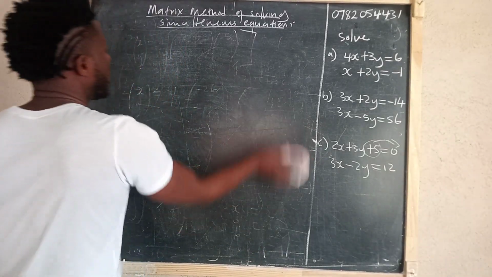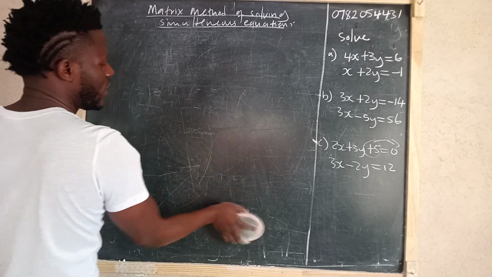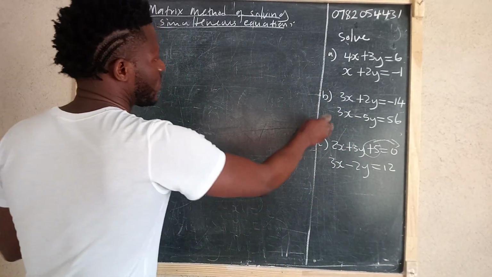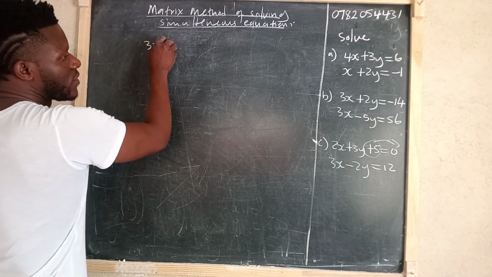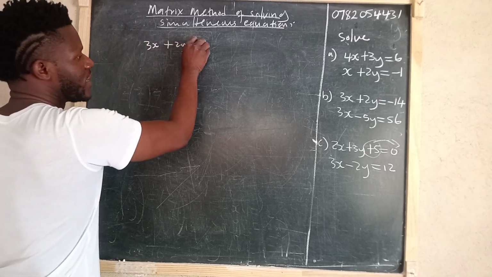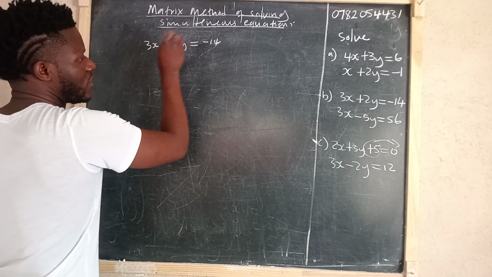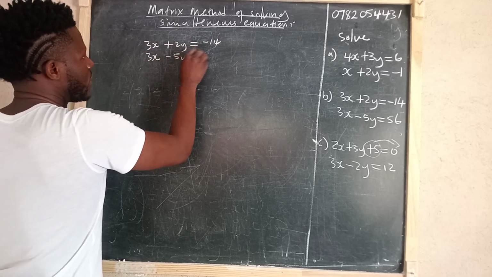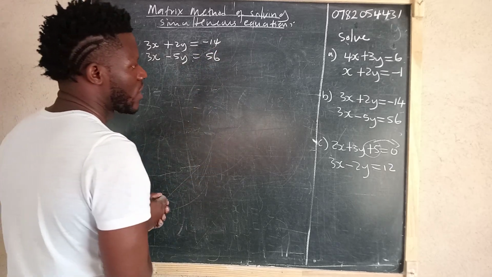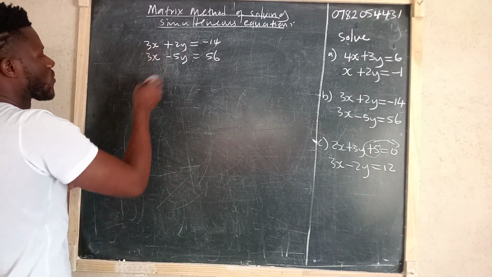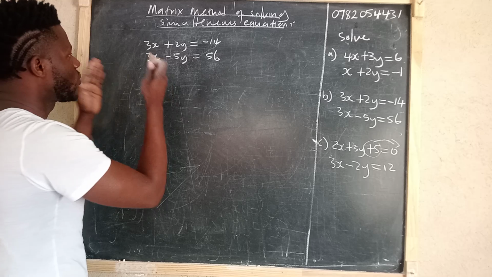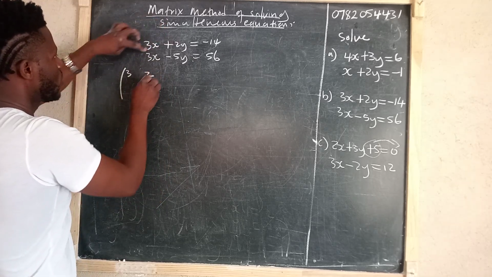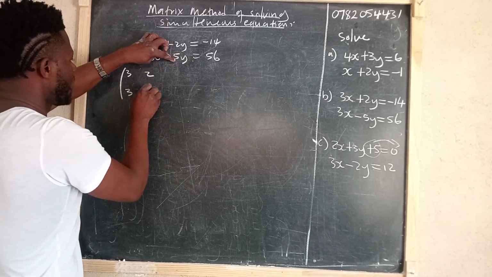Maybe for someone to fully understand, let me quickly show another equation. We are taking equation number B. 3x plus 2y is equal to negative 14. 3x minus 5y is equal to 56. Right, so we are going to break down these two equations into a matrix of coefficients: 3, 2, 3, minus 5.